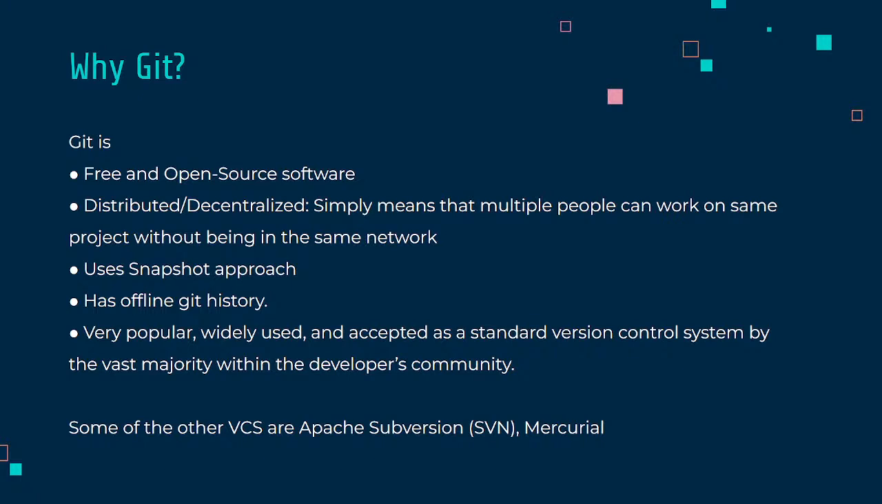It also has an offline Git history, and it is very popular, widely used, and accepted as a standard version control system by most people in the developer community. Some of the other version control systems are Apache Subversion and Mercurial.